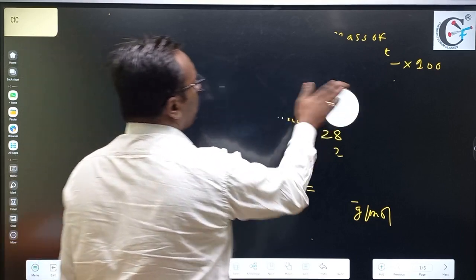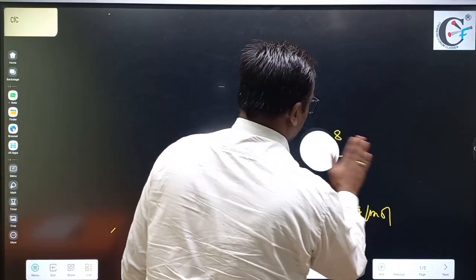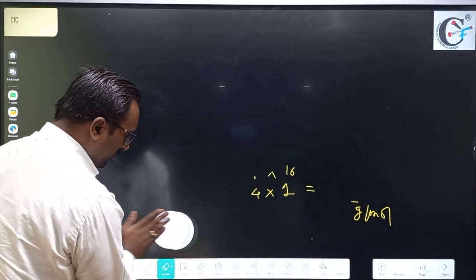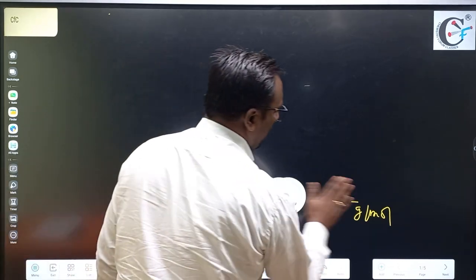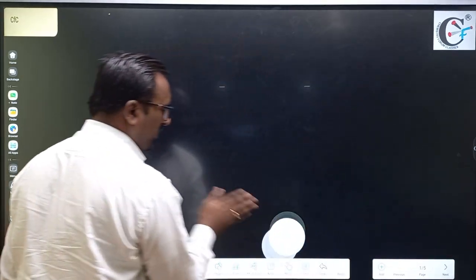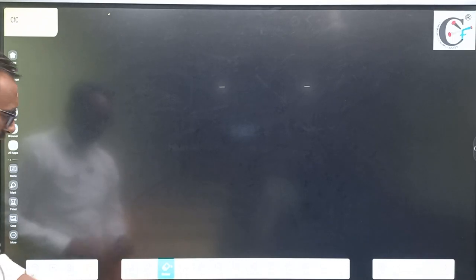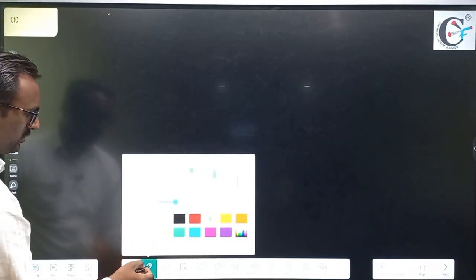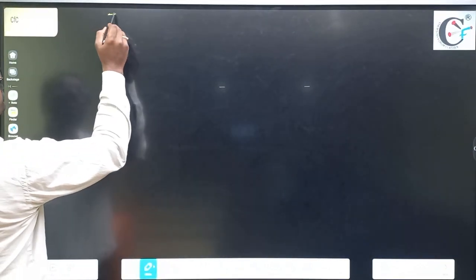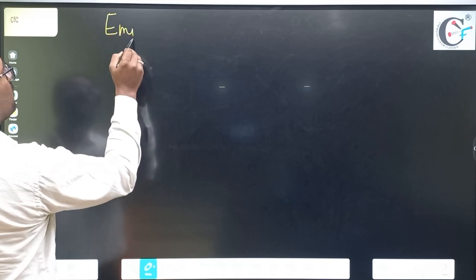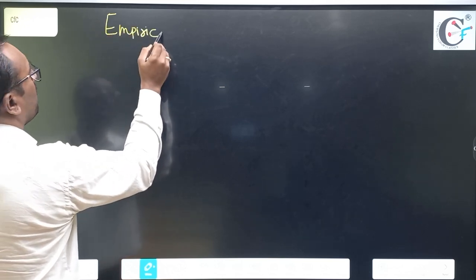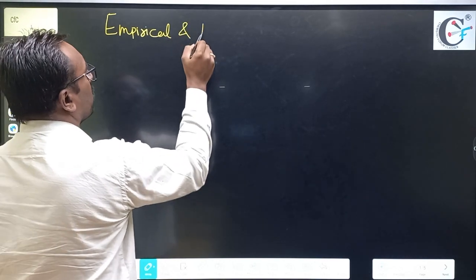Now, definitely one question will be asked in your NEET examination: what will be the empirical and molecular formula of a given compound? Percentage composition will be given. You have to convert this composition into the empirical and molecular formula. Okay. So I will put the heading here: empirical and molecular formula.